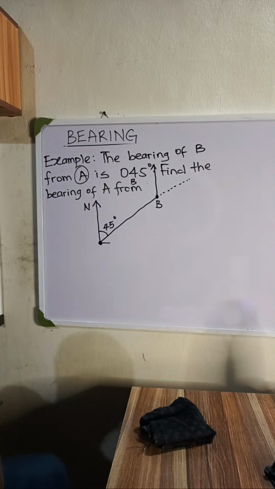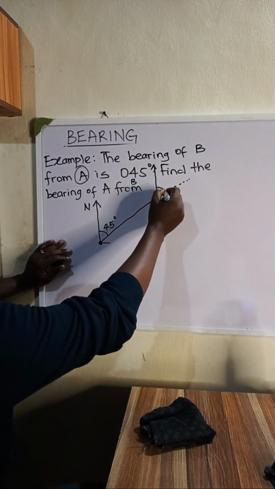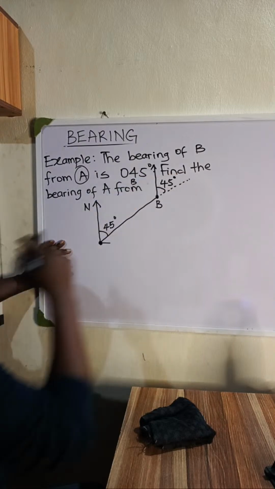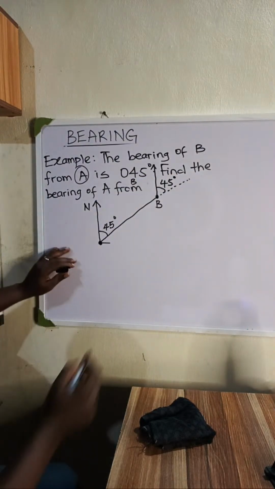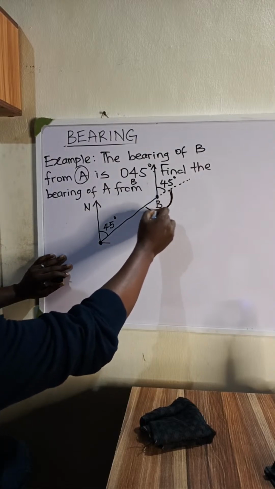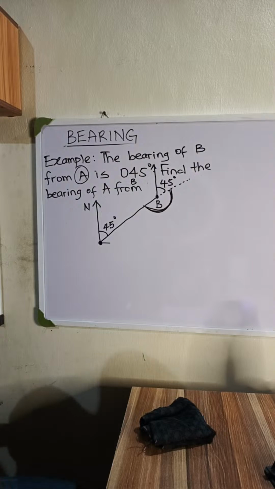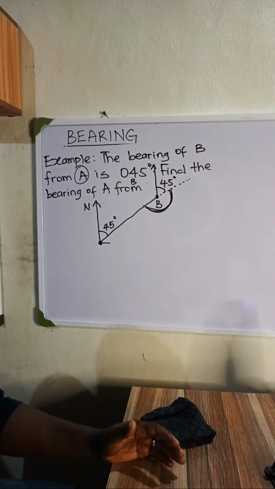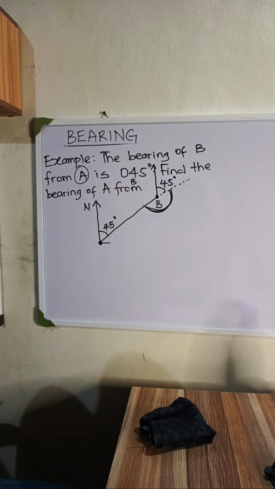Okay, so let's look at that. We already know that here is 45 degrees. But we can see that here there's an angle on a straight line. And who can remind us? Angle on a straight line is equal to what? Who can remind us?